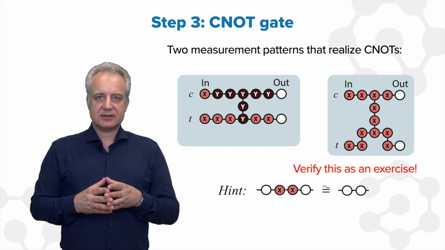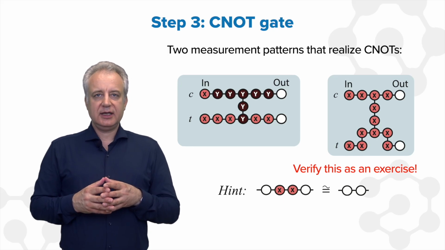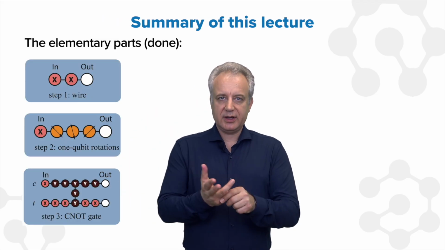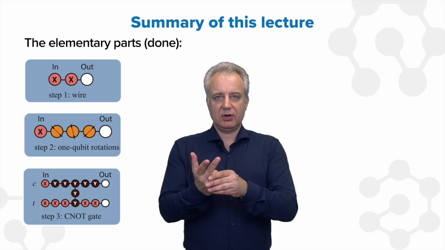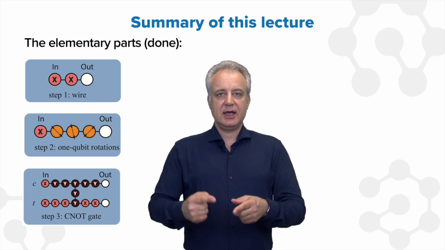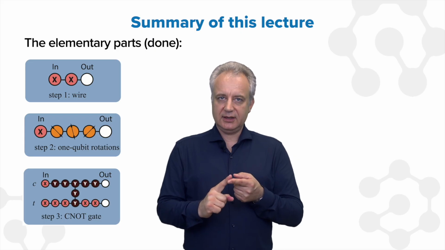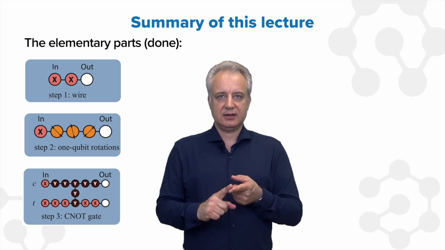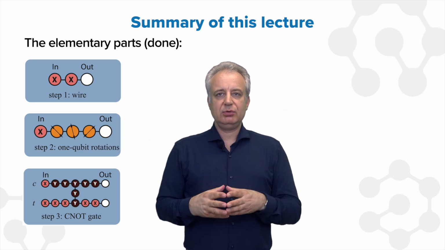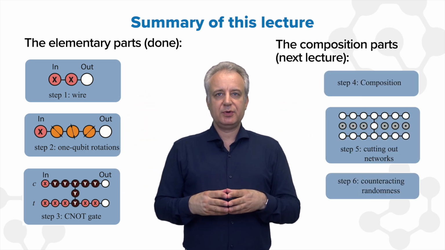So that completes the universal gate set. Let me summarize what we have done so far. We have done the elementary parts. We've done the wire piece, we have done the 1-qubit rotations, and in fact all SU2 rotations, and you have done, hopefully, or will do, the C0 gate. That completes the components. The remainder of this proof will be about composition, and that we are looking at next time.